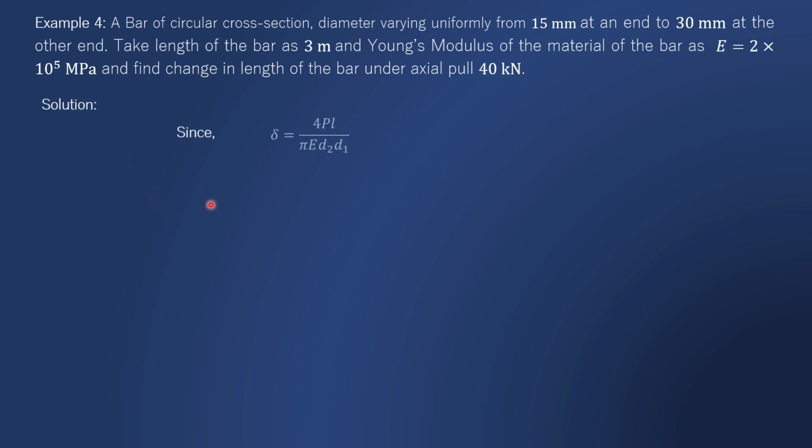We have already derived the formula. So this is that formula. Delta is equal to 4PL divided by pi E D2 D1. Just substitute the values. P is 40 kilonewton, so 40 into 10 raised to 3 Newton. Length of the rod is 3 meters, so 3000 millimeter. Take care of unit. Then pi, E Young's modulus is 2 into 10 raised to 5, D2 is 30 and D1 is 15. So we just put the values and get the answer. So this is the elongation of the rod.